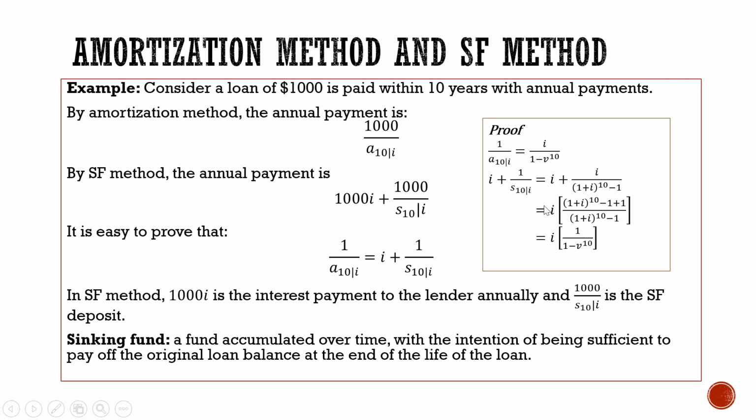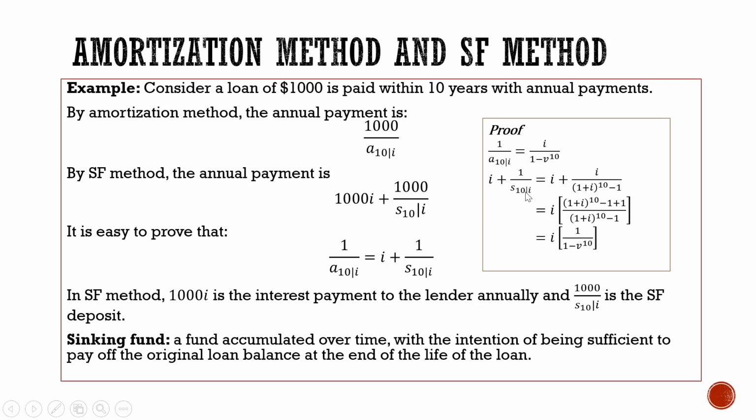Now we factor i out, and we combine the two terms. We get 1 plus i to the 10 minus 1 plus 1 over 1 plus i to the 10 minus 1, and simplify to be 1 over 1 minus v to the 10.